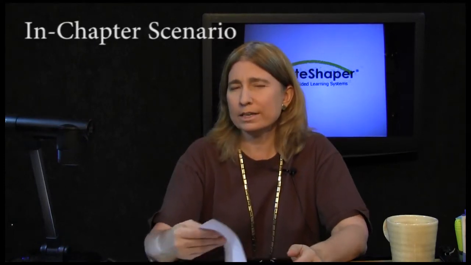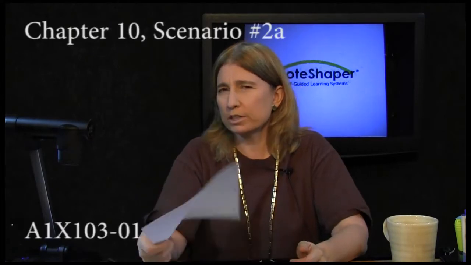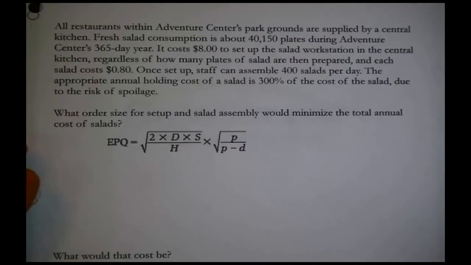The EOQ and the EPQ formula are easy to mix up. Remember, it's most appropriate to use the EPQ formula when you are provided with a production rate. You can see that in this scenario. All restaurants within Adventure Center's parks grounds are supplied by a central kitchen.